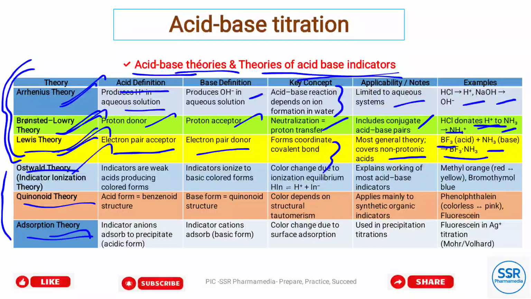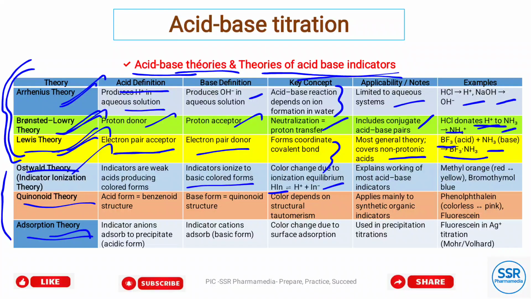According to Oswald theory, indicators are weak acids or bases producing a colored form. Indicators ionize to a colored form, and the color change is due to the ionization equilibrium. When the indicator ionizes to produce H plus ion and the colored product, this produces the color change. This explains how most acid and base indicators work. For example, methyl orange, bromothymol blue.